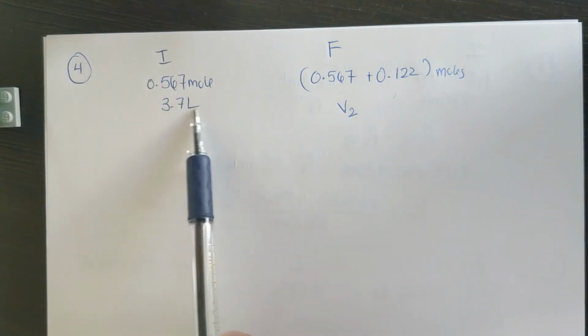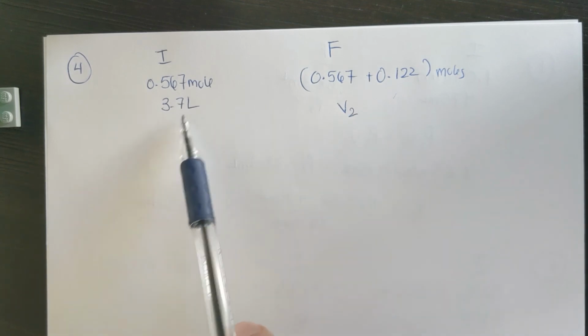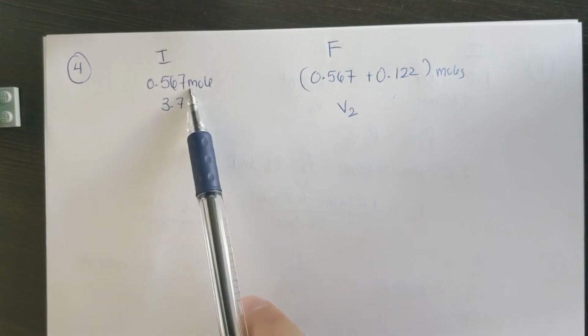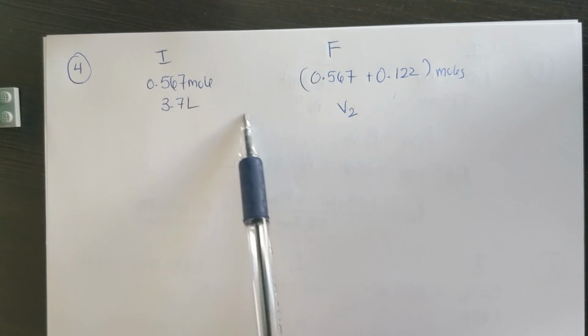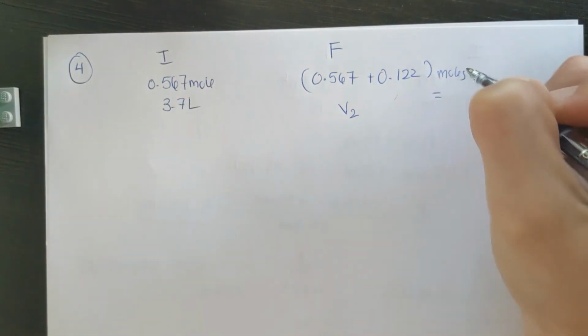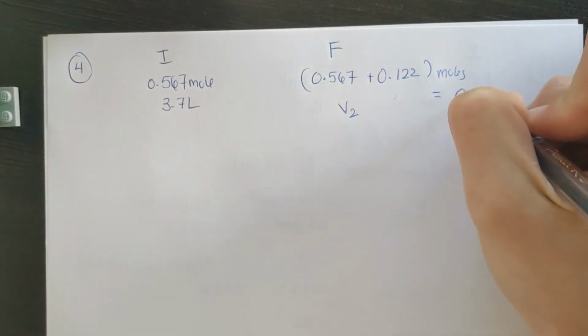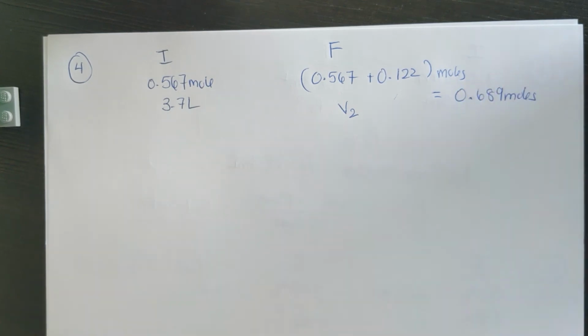Okay, so this moles and liters relationship, that's Avogadro's law. Avogadro's law states that the volume of a gas is directly proportional to the moles. So since we've increased the moles of gas, when we solve we should see an increase in the volume of gas. Okay, so let's go ahead and add what we have here, 0.567 plus 0.122. So now in the balloon we have a total of 0.689 moles of gas.